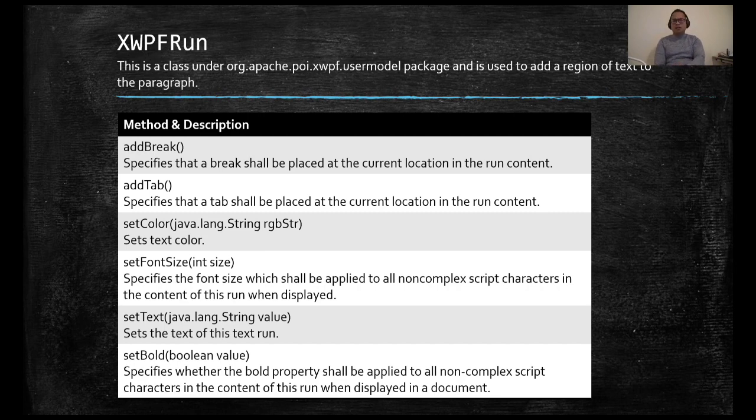like the set color, set font size, and set text is probably one of the most common methods that you will use because you can use that to add a sentence or sentences to a paragraph. Then set bold if you want to highlight a specific word or letter and set it to bold. As you can see, it accepts a parameter as well, whether true or false.